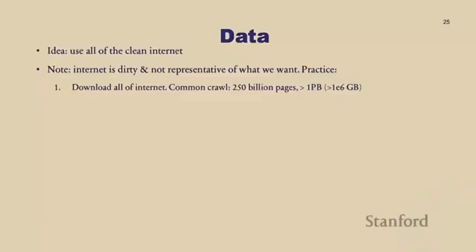Common Crawl is one web crawler. People don't usually write their own web crawlers. They use standard ones, and Common Crawl is one of them that basically every month adds all the new websites that were added on the internet and found by Google, and puts them in a big dataset. So on Common Crawl, you have around 250 billion pages right now, so 1e6 gigabytes of data.